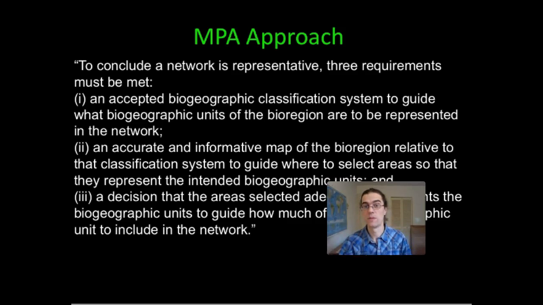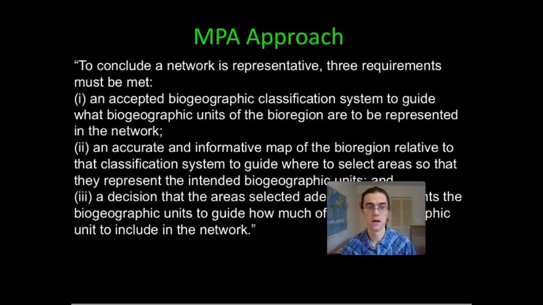To conclude, a network is representative. Another key part from this report from the DFO: these three requirements must be met. An accepted biogeographic classification system to guide what such a unit of bioregion are to be represented in a network. An accurate and informative map of the bioregion relative to that classification system, right? So as to guide where the selective areas are so that they represent the intended biogeographical units, all right? Converse to not trying to make this very delineated and specific, right? And then thirdly, a decision that areas selected adequately represent the biogeographic units to guide how much of each unit to include in the network.